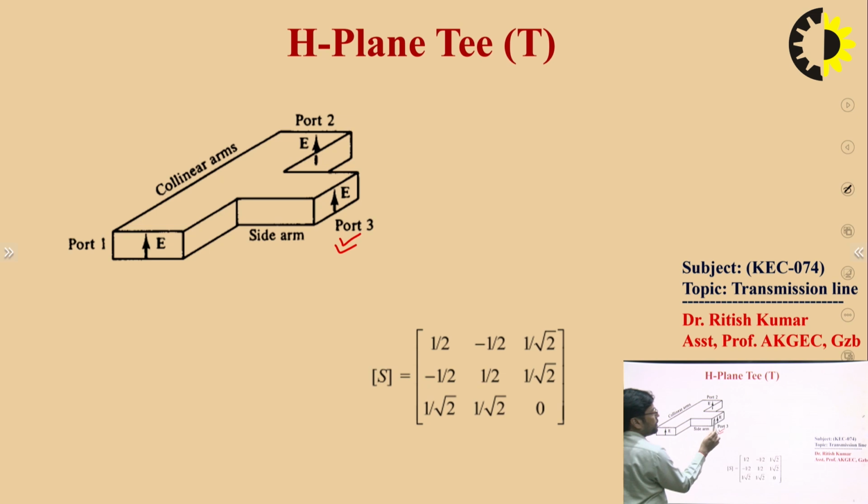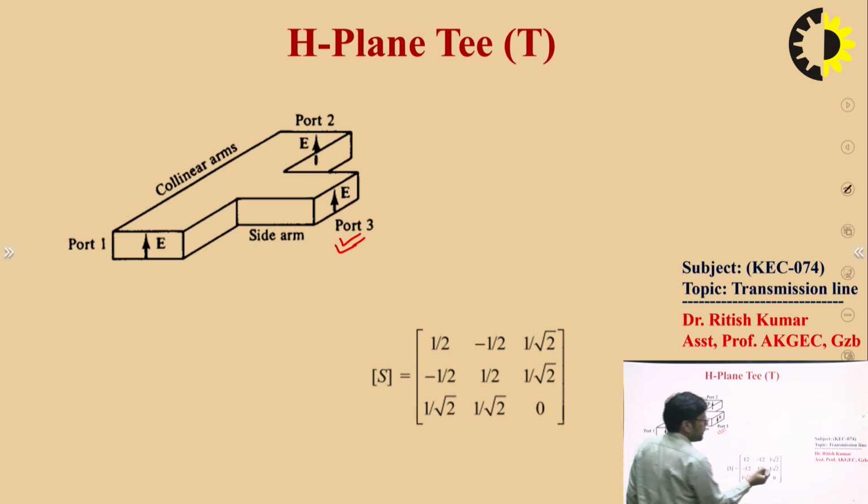You can clearly see here the direction of the E field is in the upward direction, and you will receive the power in the same phase at both ports in the upward direction. So this is the working phenomenon of the H plane T, and if you apply the power at port number 3, it will divide the power equally between port number 1 and port number 2.